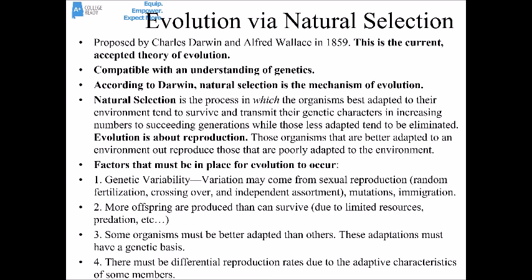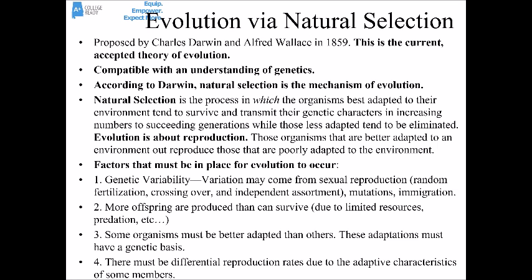Now we'll get to the more accepted current theory, evolution via natural selection. This was proposed by Charles Darwin and also Alfred Wallace in about 1859. Like I said before, it's the current accepted theory of evolution. It's compatible with an understanding of genetics. According to Darwin, natural selection is the mechanism of evolution.